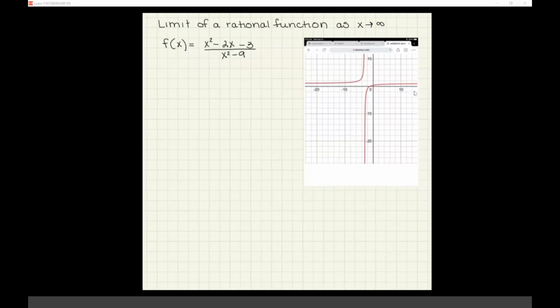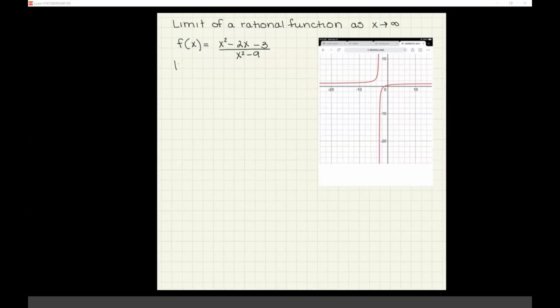So the strategy when you have a limit as x approaches infinity of x squared minus 2x minus 3 over x squared minus 9. There's a strategy, okay? And here's the strategy for rational functions. Divide all terms by the largest power of x.